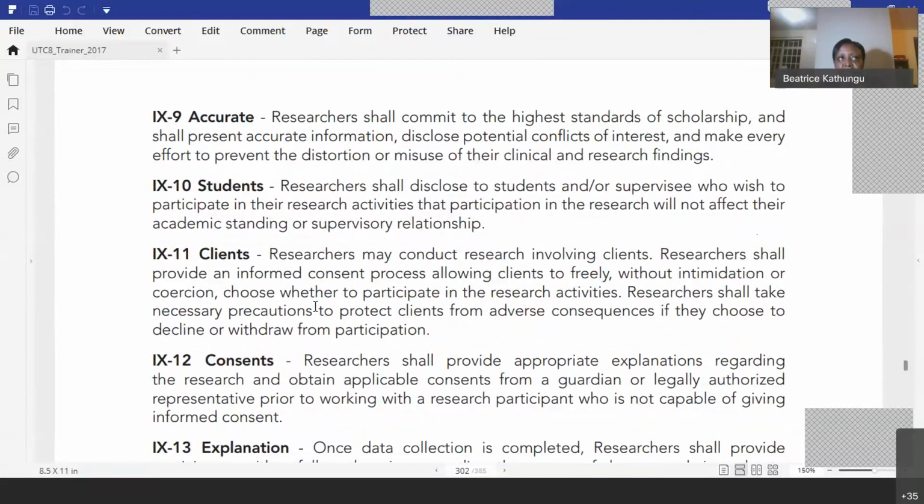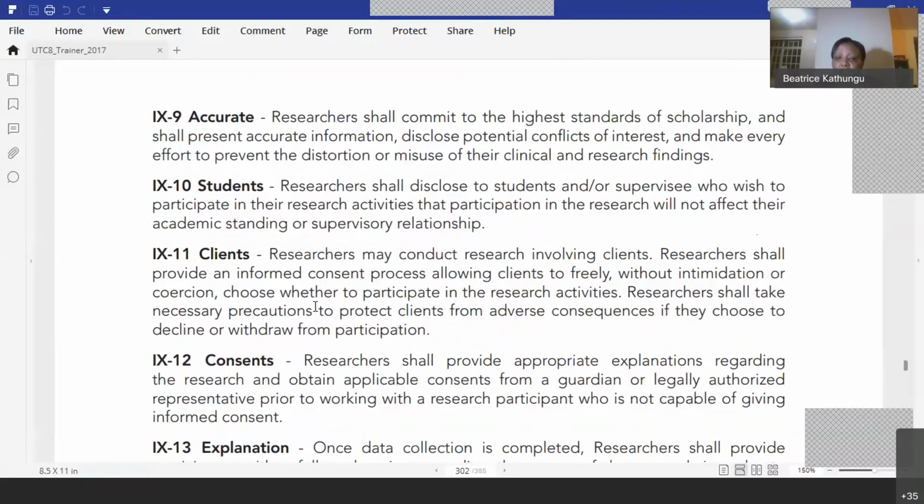You know, many times, and I think all of us in the field of academia have encountered once in a while, situations where scholars will fabricate results or even exaggerate the impact of the finding for their own good. And we are being challenged here that we need to commit to the highest standards of scholarship and only present accurate information.